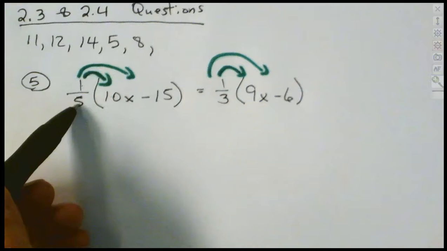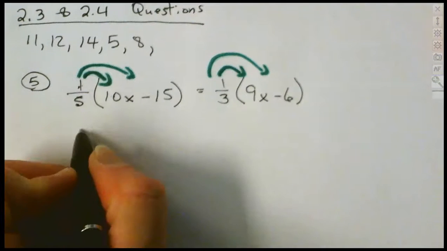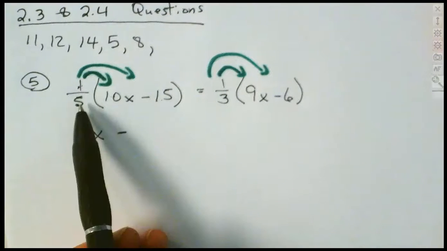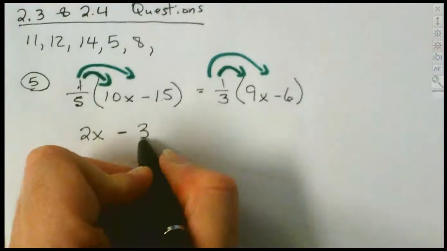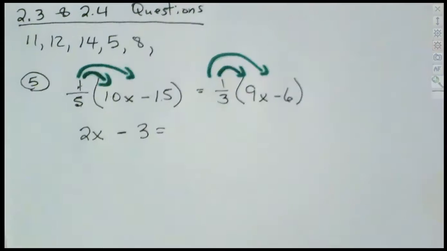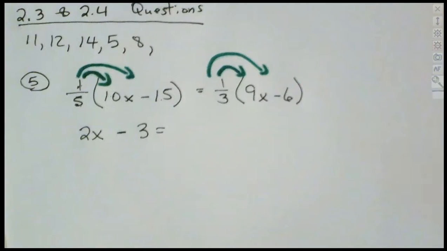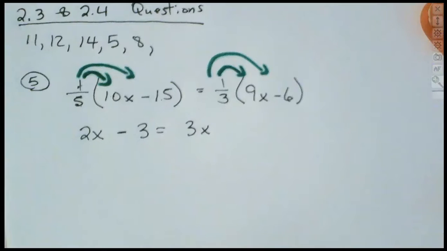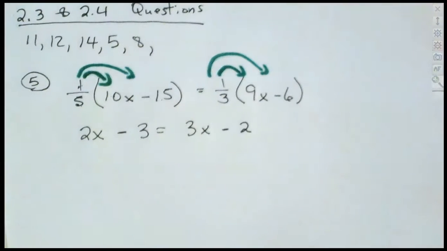Okay, so 10 divided by 5, that's a 2, times the 1 in the numerator makes it a 2x. And we'll bring down our negative. 15 divided by 5, that is a 3, times 1 still stays a 3 there. Next, when we distribute through, 9 divided by 3, that's a 3, times 1 makes it a 3x in this case. And 6 divided by 3 is a 2. Sign comes down with it, so that's going to be your minus 2 there.